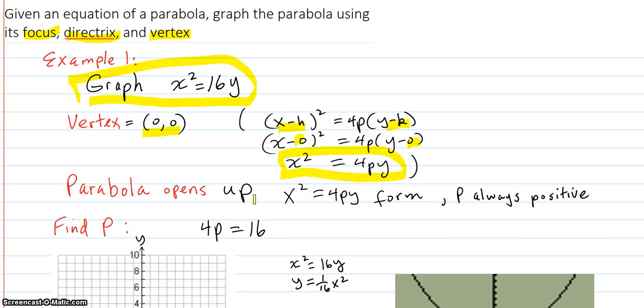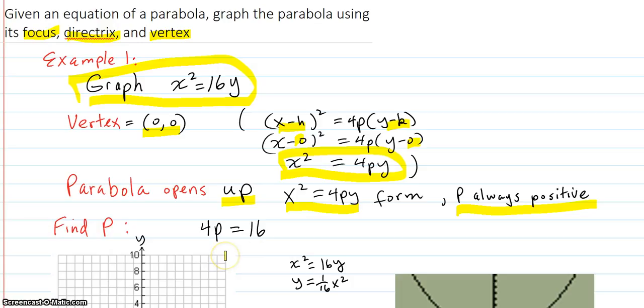The parabola opens up. How do we know that? Because we look at the form and it's positive in front of the y. So it opens up because the square is on the x and the number in front of the y is positive. It's of this form, and p is always positive, so it opens up. Another way you can realize is that y is equal to 1 over 4p x squared, and that's the normal kind of equation we have seen during the semester. So it opens up.